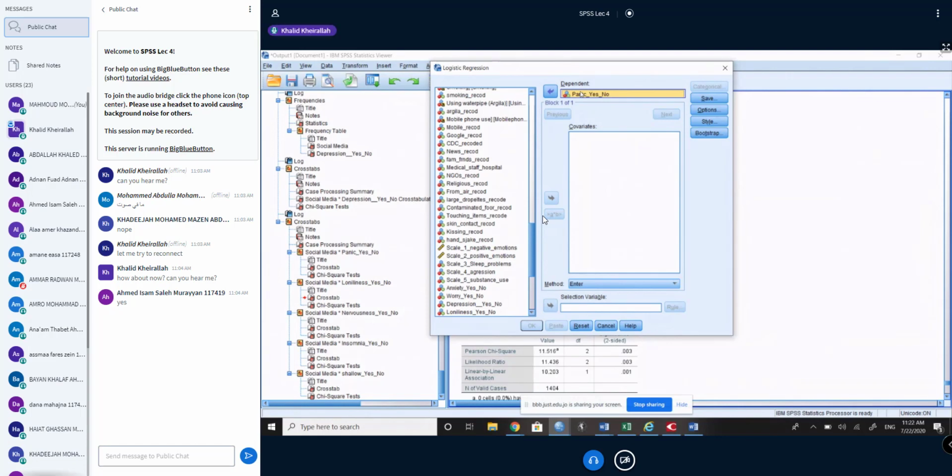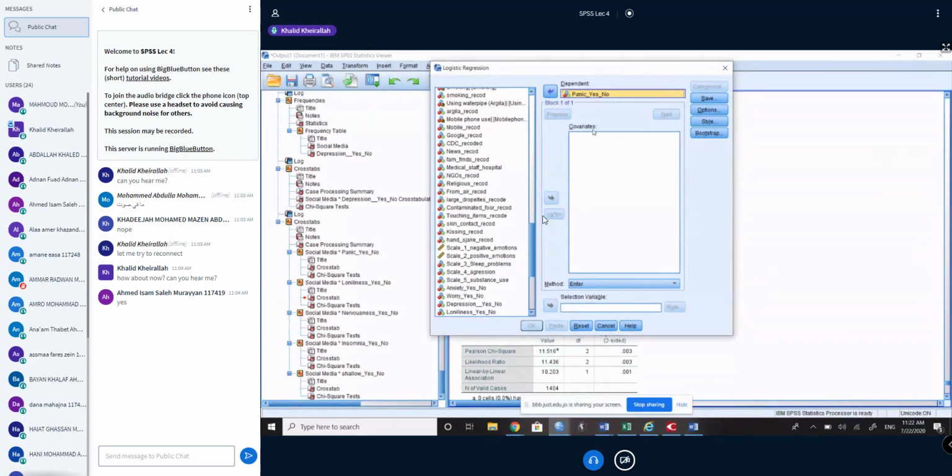I don't like the term risk, but it's the odds of developing the outcome: the risk of being a smoker, the risk of developing panic. So now you can do it 0, 1, you can do it 1 and 2. It will take the minimum number as the 0 and the highest number as the 1.